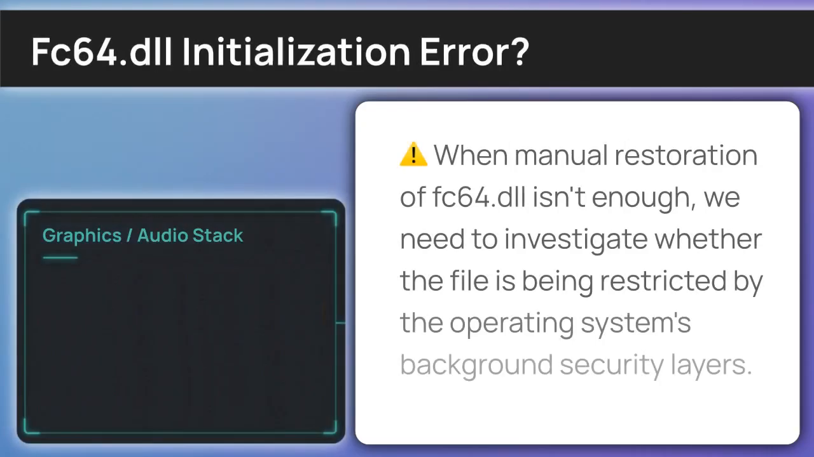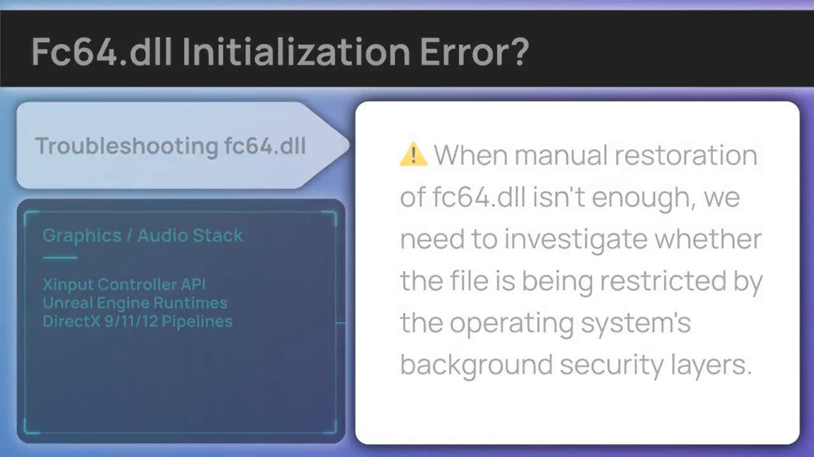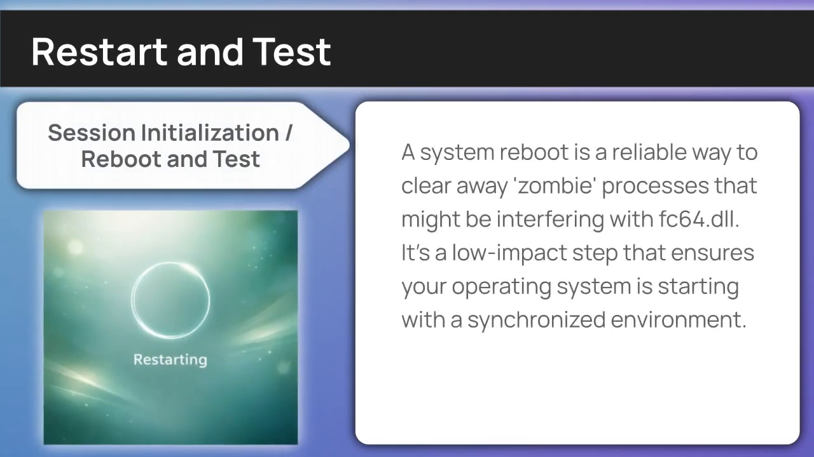When a standard software refresh isn't enough, we need to bypass the automated installers and look at manual system state resets. A standard reboot clears out temporary memory conflicts and gives the Windows loader another chance to properly register the FC64 module component during startup.